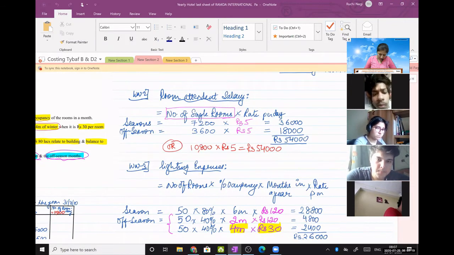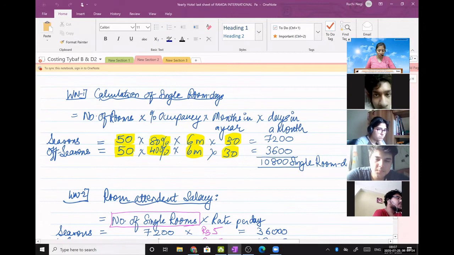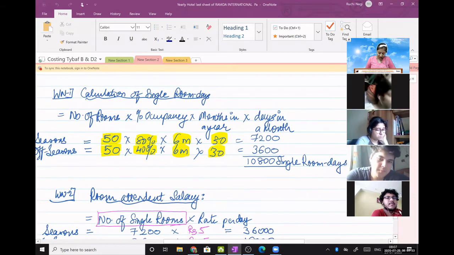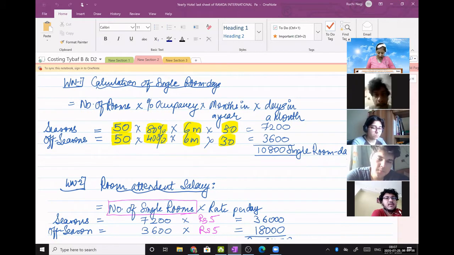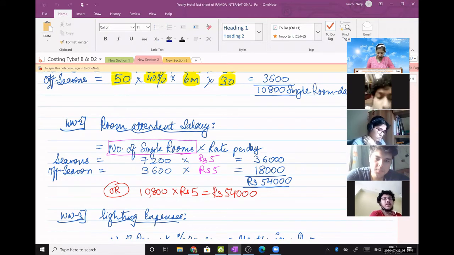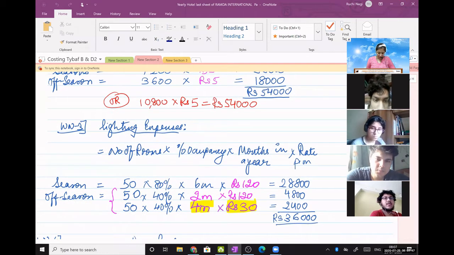Okay, so all these three working notes are done. Let me take you back to the working notes, everyone. Working note number one was the calculation of single room days, so this was our calculation: 10,800 single room days. Next was room attendant salary, and this was our answer, 54,000. Either of the working notes you could have referred. Then lighting expenses: they had said for 4 months they will charge 30 rupees and the balance 8 months will be charged at 120 rupees. Fine. So our answer was 36,000.